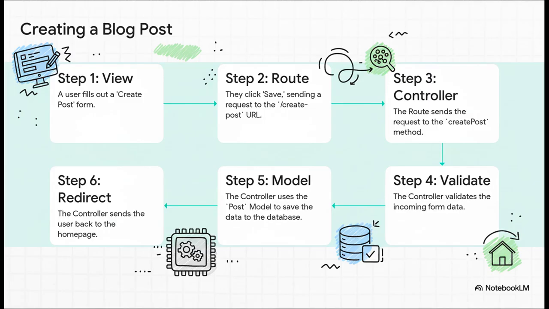That click sends a request to that /create post URL, which is caught by our route. The route immediately hands it off to the create post function inside our post controller. The controller checks the data to make sure it's valid. And here it is, the key moment. It uses the post model to create a new entry in our database. Once that's done, the controller sends the user back to the home page. See that? Every single component did its job perfectly.